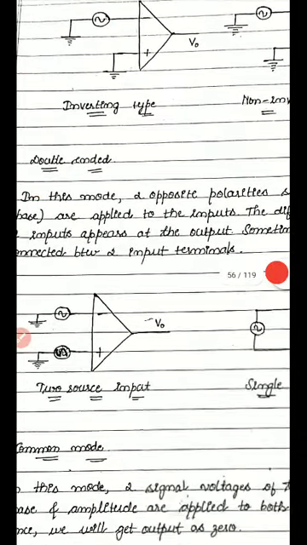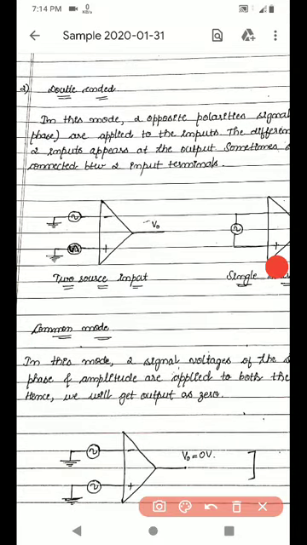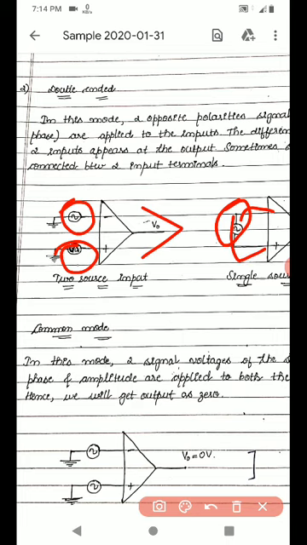Similarly, for double-ended, if both inputs have different sources, that is two source double-ended input. Similarly, if I am using only a single source for the two connections, it is called single source input. These all come under the differential mode.